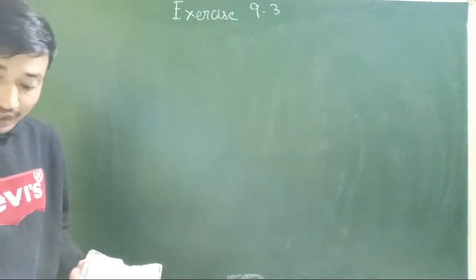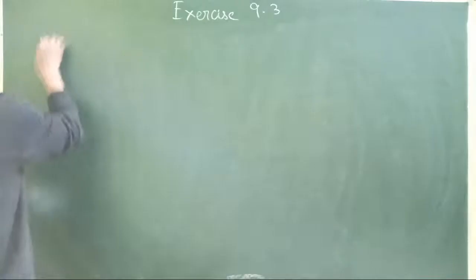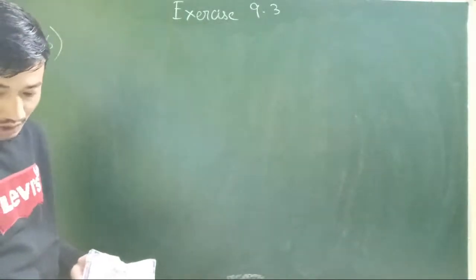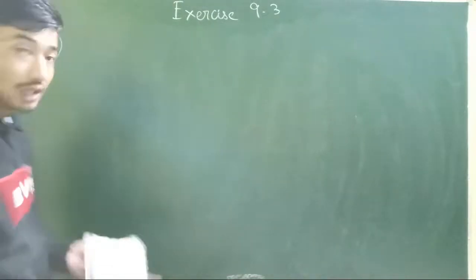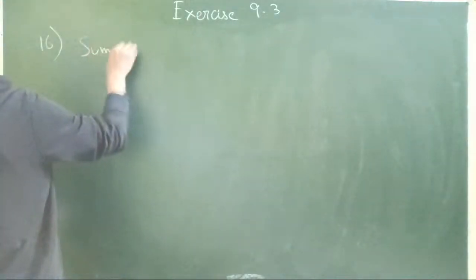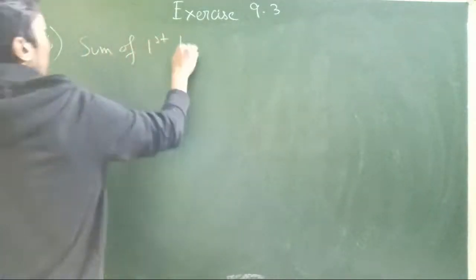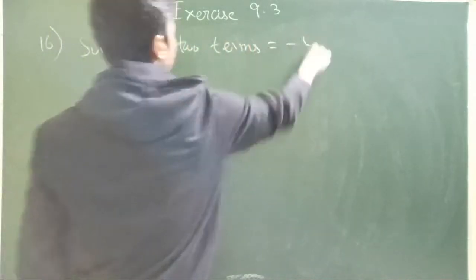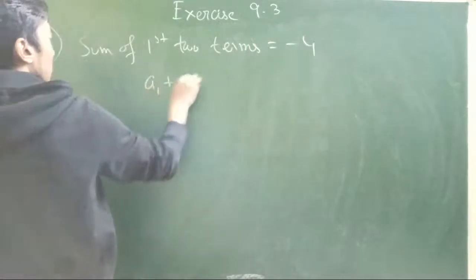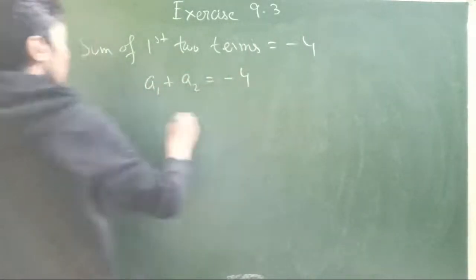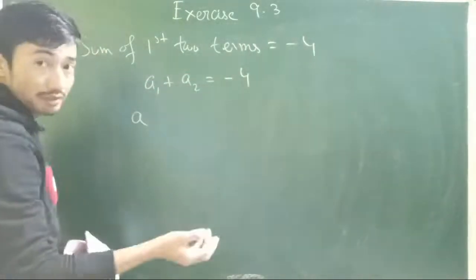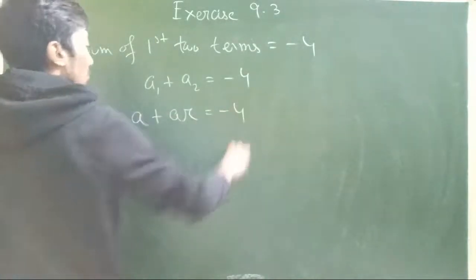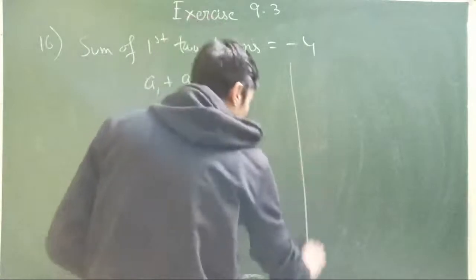Alright then, once again, find a GP. Question number 16. Find a geometric progression for which the sum of the first two terms is minus 4. Sum of the first two terms means A1 plus A2 is minus 4. So A1 generally is the first term A, and A2, that's the second term, AR. So that's minus 4.